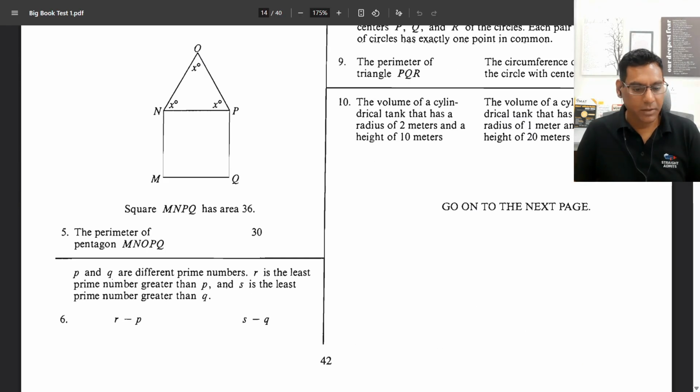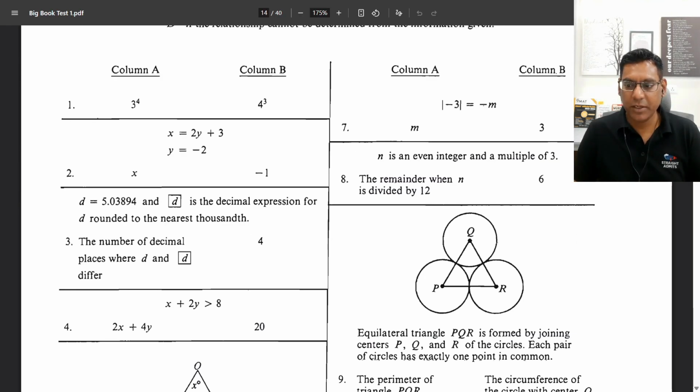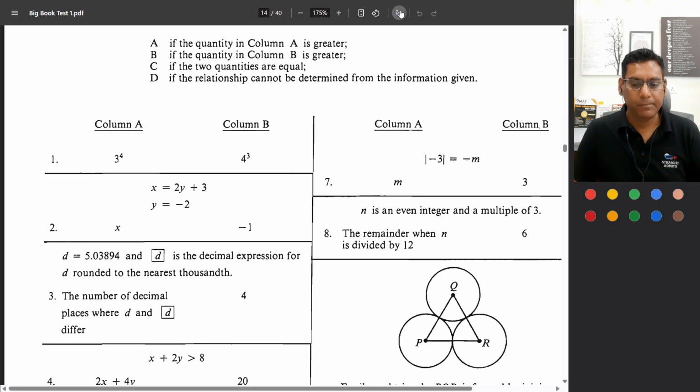Okay, let me start from here. Quantitative comparison. All right, where is my pen? Yeah. So question number 1, column A, column B: 3 raised to 4, and 4 raised to 3.